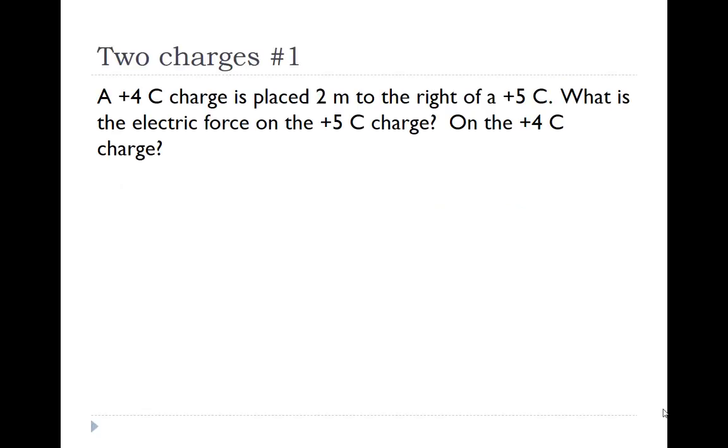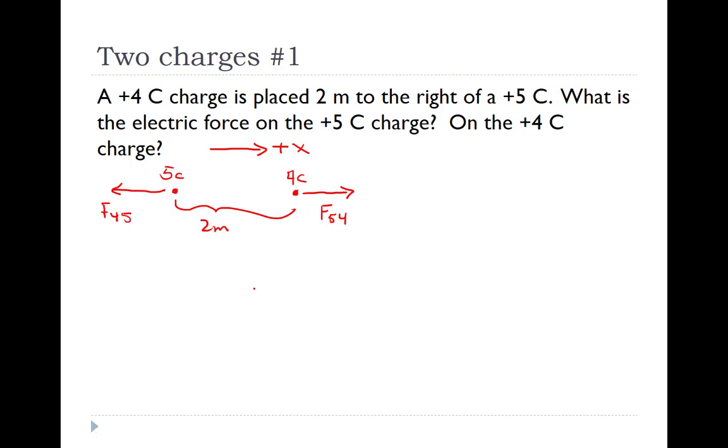Our first example is going to involve two charges. We're told we have a positive 4 Coulomb charge placed 2 meters to the right of a 5 Coulomb charge. So there's my positive 4, here's my positive 5, there's the 2 meters. I can look at this as a one-dimensional problem, so I'm going to let the positive x direction be to the right. Because opposites attract and likes repel, the force on the 4 Coulomb charge will be to the right, or in the positive x direction, and the force on the 5 Coulomb charge will be to the left, or the negative x direction.